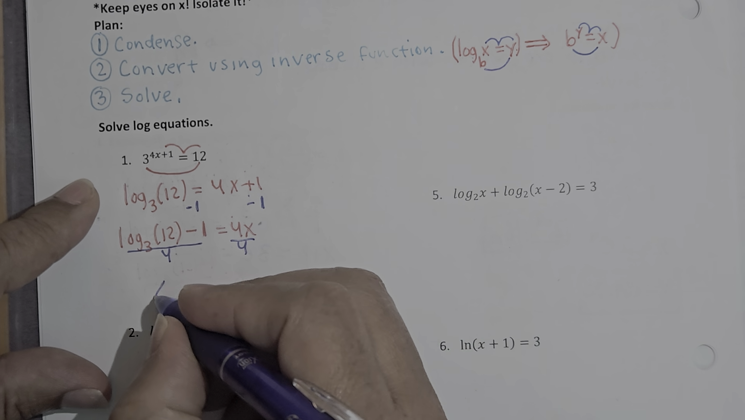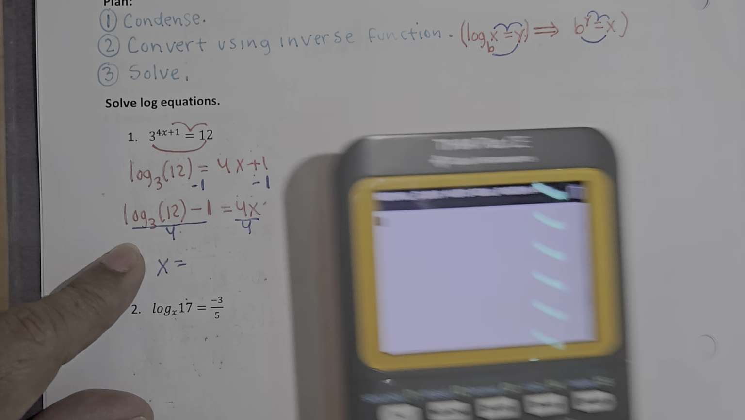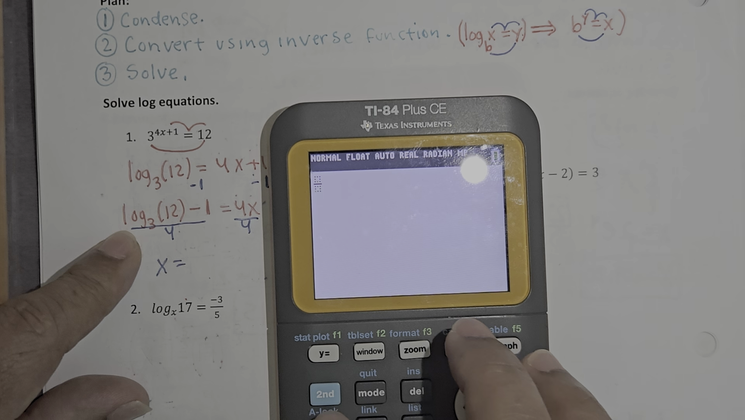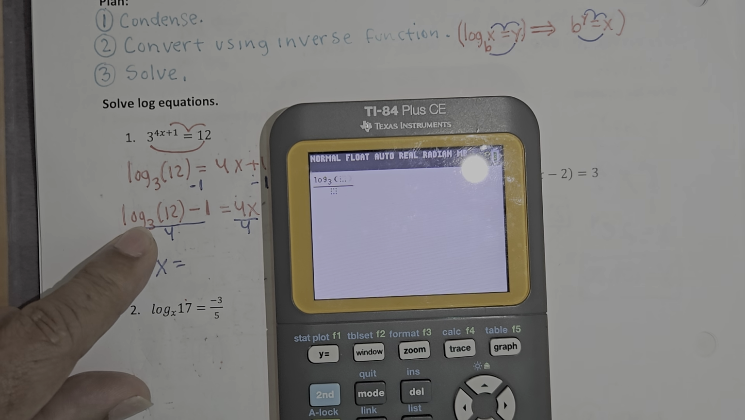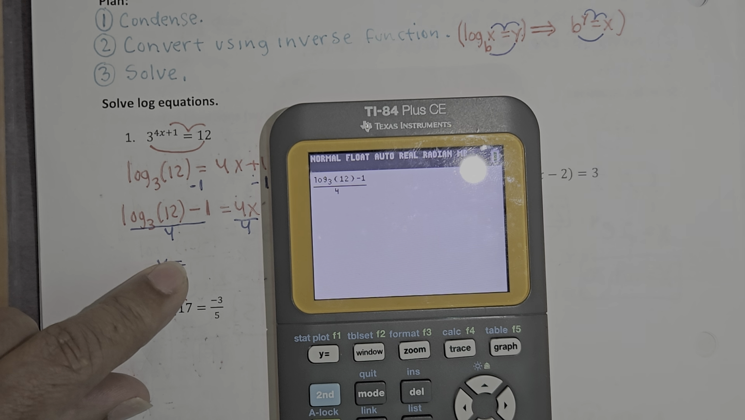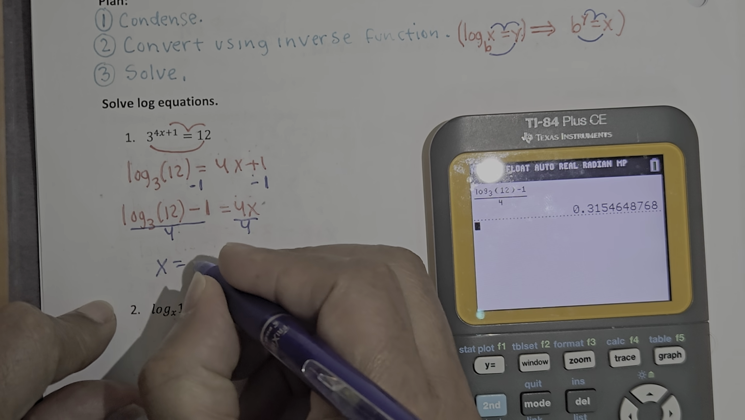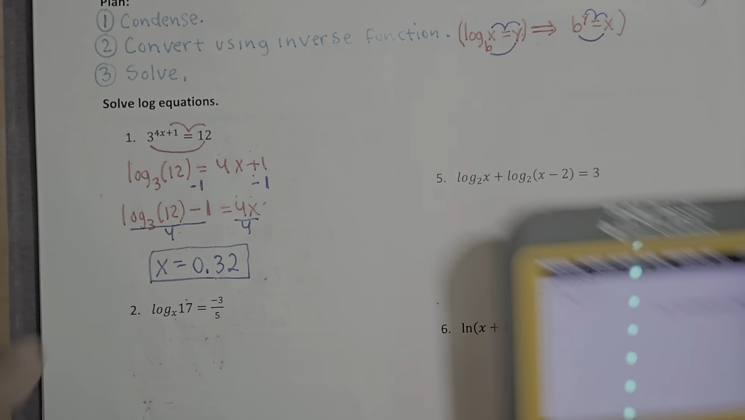So then I'm going to enter this in a calculator, and I explained how to do this on the last lesson. So I'm going to press the alpha key to get a fraction. And then here, I'm going to press alpha window and then 5. So the base of this log is 3. The number is 12. And then I'm going to scroll out, subtract 1, and then scroll down and enter a 4 in the denominator. So once I've done all of this, I press enter, and it gives me 0.315. So we're rounding to 2 decimal places. So this is 0.32. Okay, that's the approximate value of x.